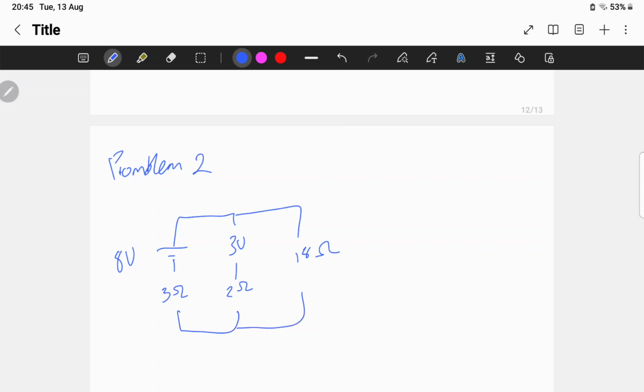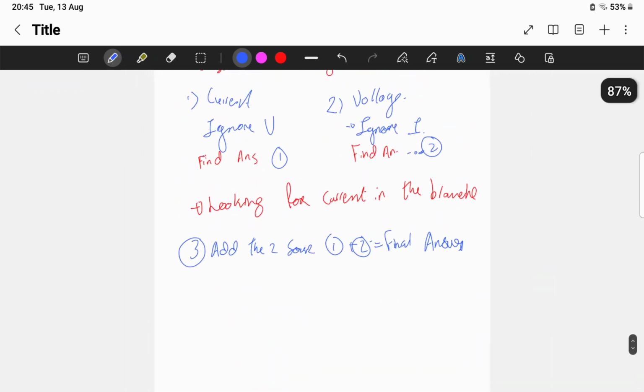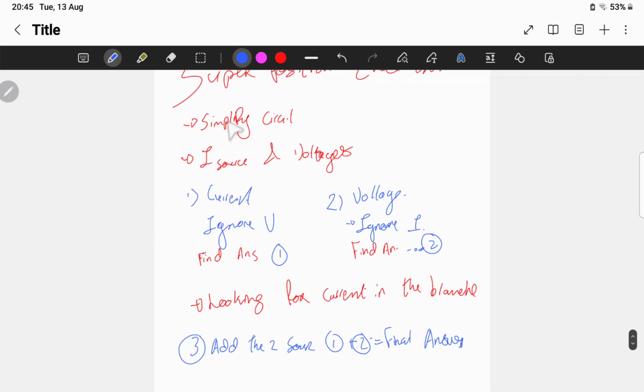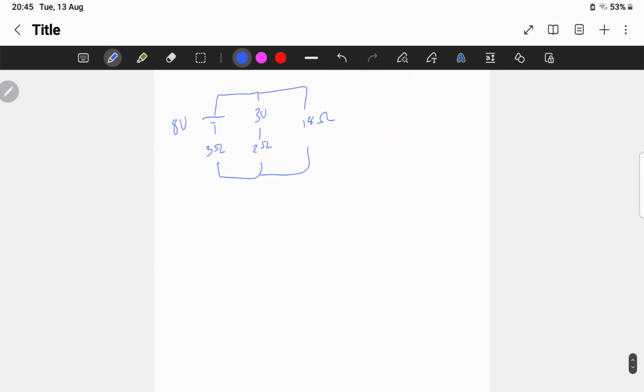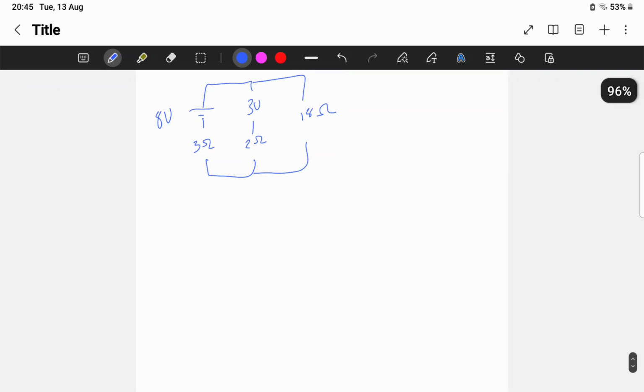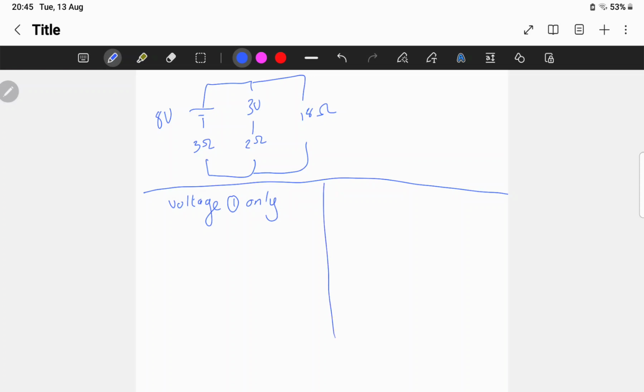So we have 2 voltage sources, right? Not to worry, we are going to follow our rules. What does the rule say? You have to simplify the circuit. Normally it's used for one source, but we are now going to have 2 circuits. So we have 2 voltages, right? Let's simplify it. We have voltage 1 only, and then we have voltage 2 only.